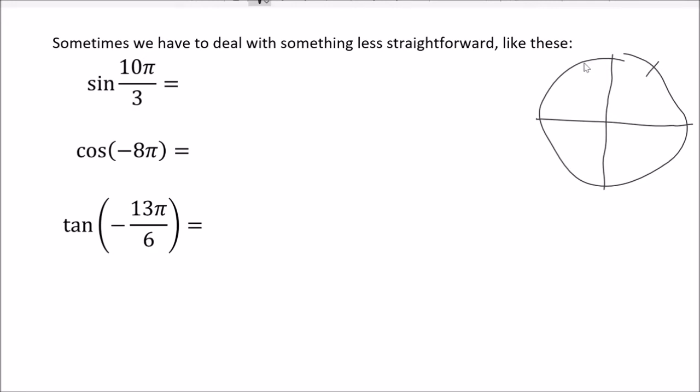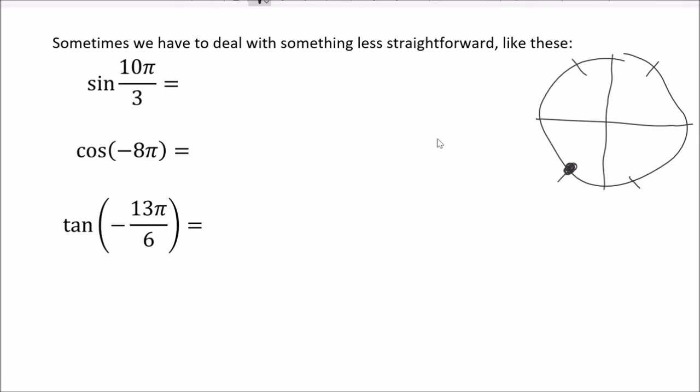Let's see why not. Okay, let's put in those locations that are the ones that are over 3. So here's how it goes. Pi over 3, 2 pi over 3, 3 pi over 3, 4, 5, 6, 7, 8, 9, 10.